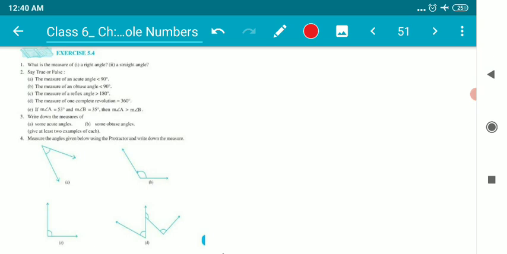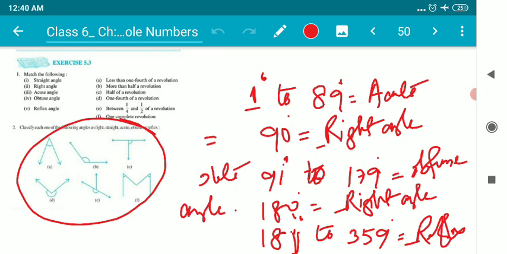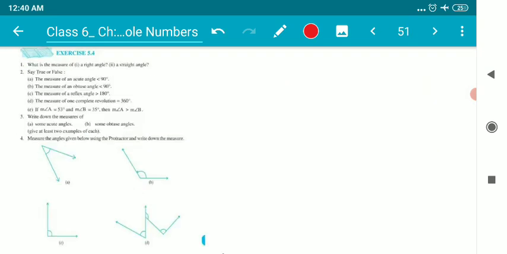Children, we have been dealing with the chapter Understanding Elementary Shapes, chapter 5. And as of now, we have completed some very important questions of this chapter. So, here, as of now, we have completed till exercise 5.4. Question number 1 and 2 is already over.